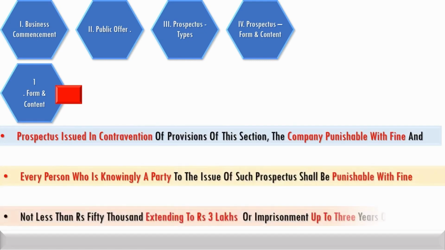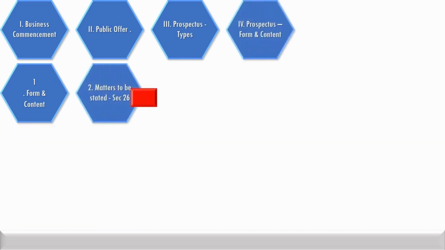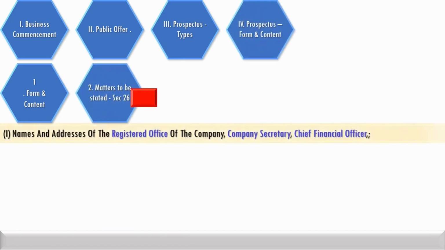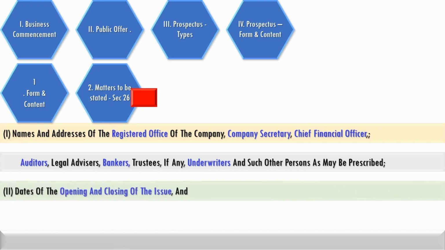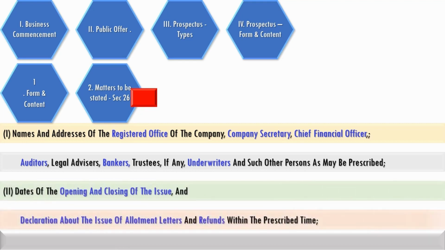The company is punishable with fine, and every person who is knowingly a party to the issue of such a prospectus shall be punishable with fine, and the fine ranges from 50,000 to 3 lakhs or imprisonment up to 3 years or both. The matters to be stated are simple and specified: names and addresses of the registered office of the company, company secretary, CFO, auditor, bankers, legal advisors, underwriters, dates of the opening and closing of the issue, and a declaration about the issue of allotment letters and refunds within the prescribed time.